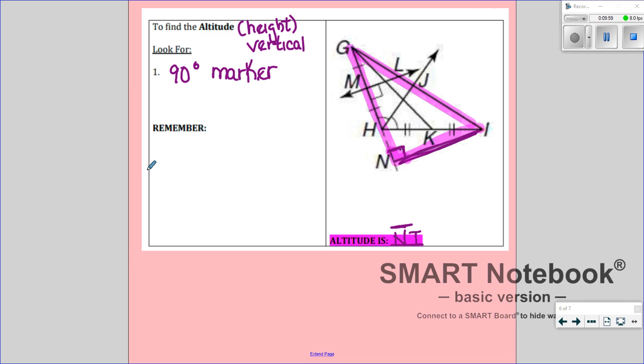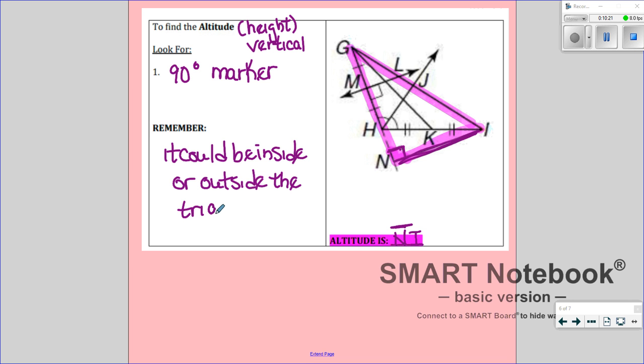And a thing to remember about altitudes in a triangle: it could be inside or outside the triangle. So in this case, the triangle that we're looking at, it is on the outside because the actual triangle is HIG. That's the original triangle.